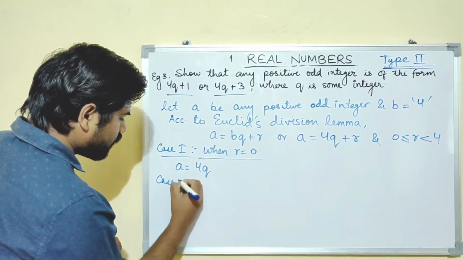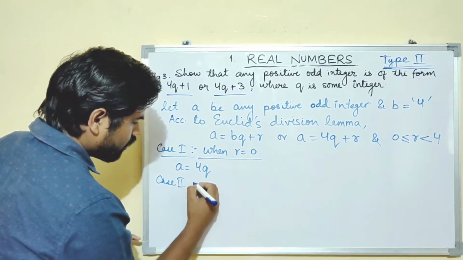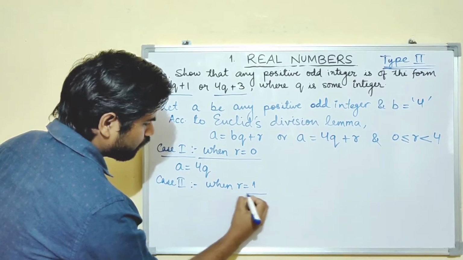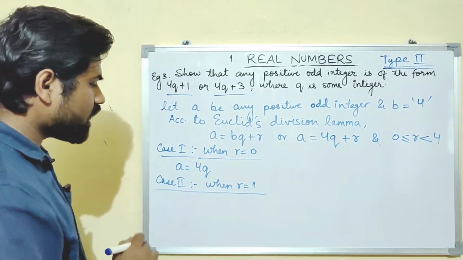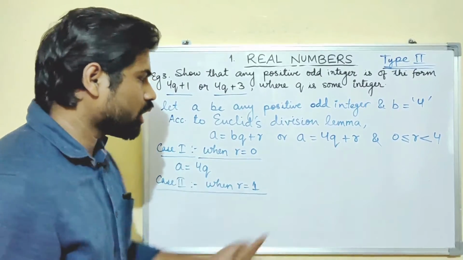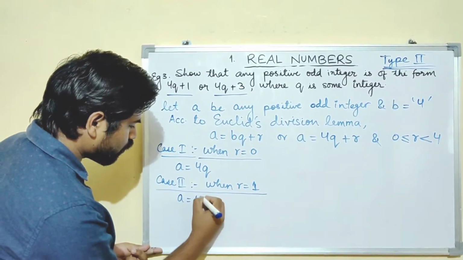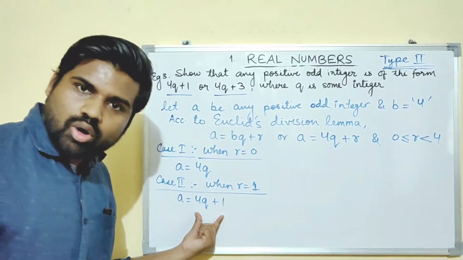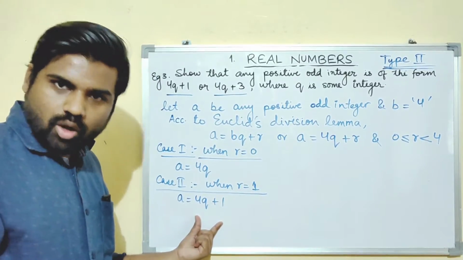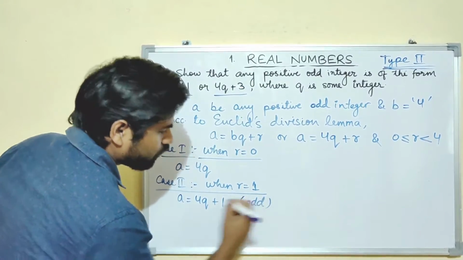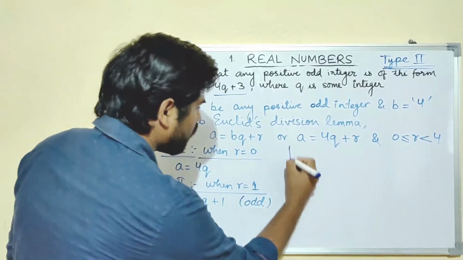We'll see case second. Write it here: when r equals 1. Substitute here. You'll get a equals 4q plus 1. Is it even or odd? It is odd, right? So we'll write in brackets that it is odd. Now case third.